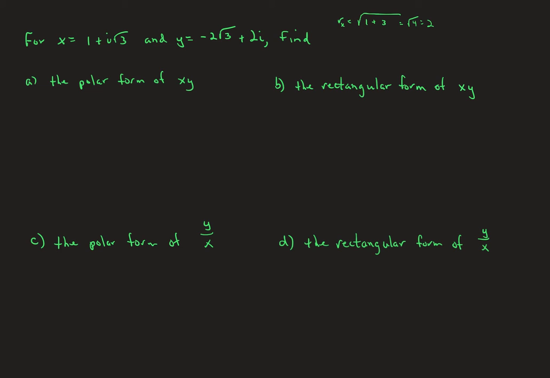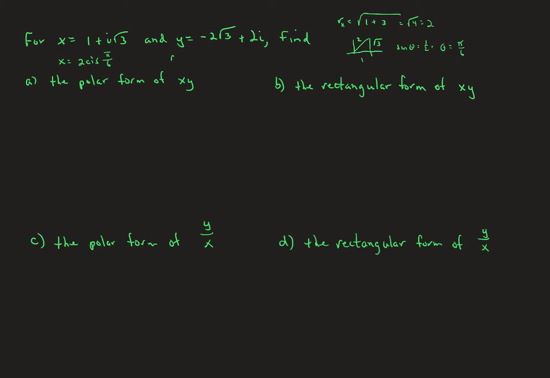And the theta is going to be, let's see, I'm going to draw it in quadrant 1. There's 1. There's square root of 3. We said the hypotenuse is 2, so the sine of that angle is 1/2. That's going to make our reference angle be pi over 6. So x is going to be 2 cis pi over 6.